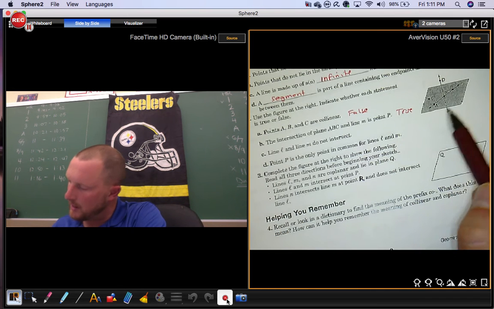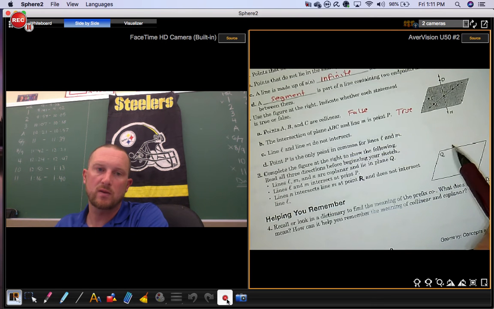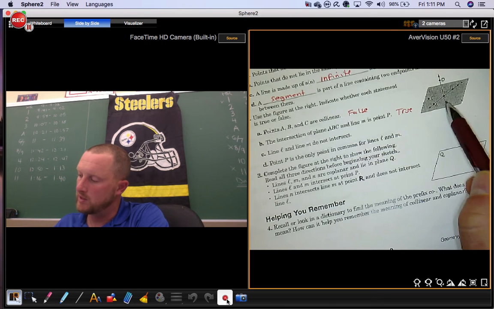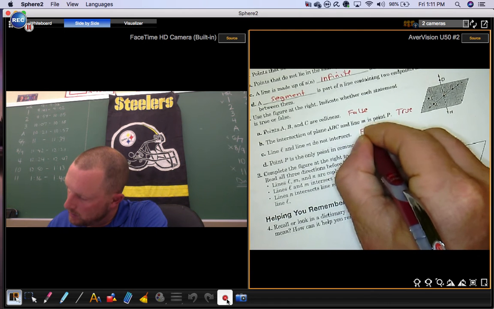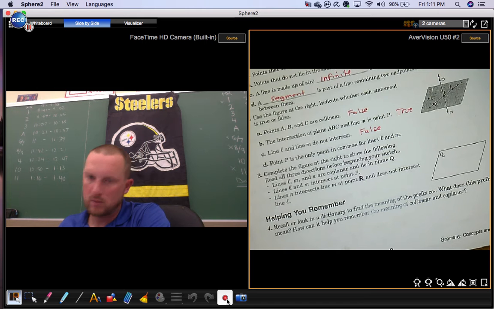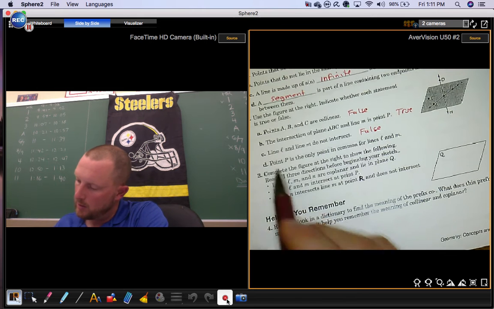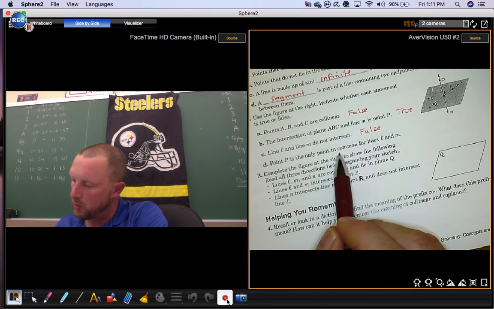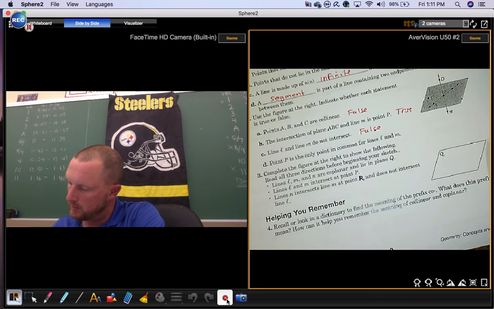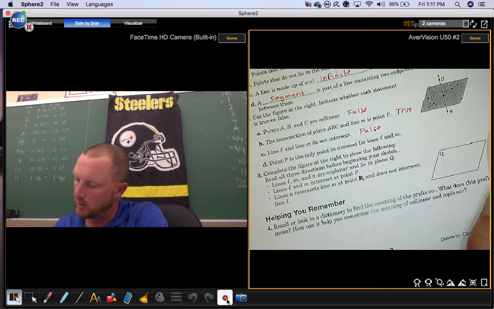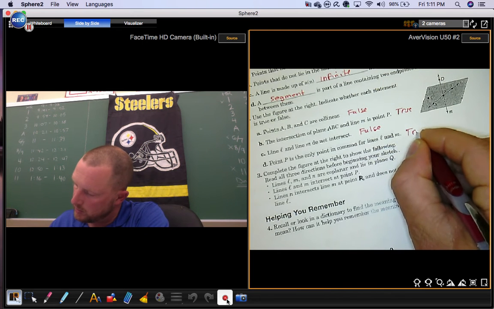Part C, line L, that's this guy, and line M do not intersect. They do intersect. Point P is on both lines. Part D, point P is the only point in common for lines L and M. Yeah, when you have two lines that cross, they're only going to cross one place. That's true.